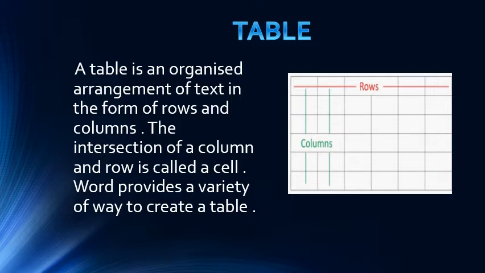Here in the picture you can see the form of the table. It is divided into rows and columns. The intersection of rows and columns creates the cell. The boxes are known as cells.